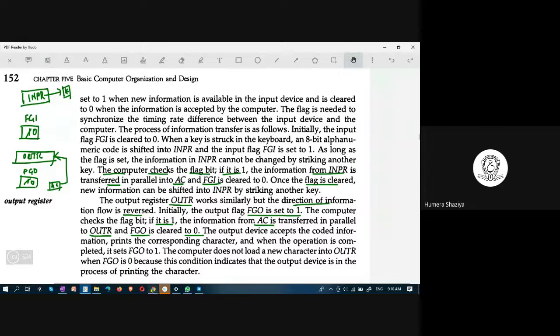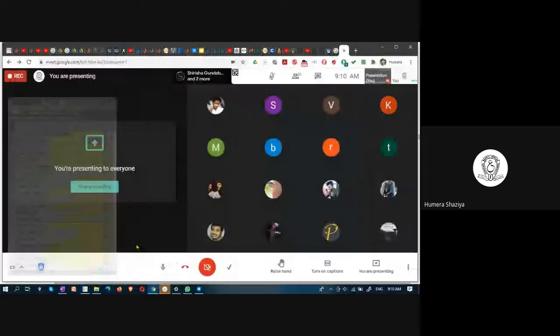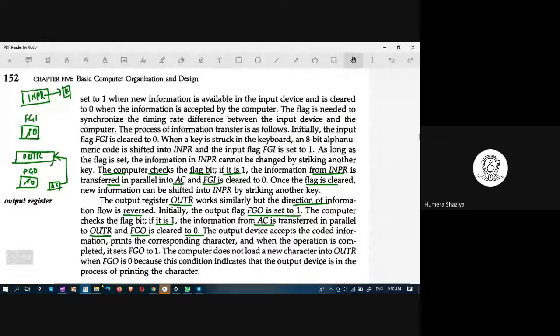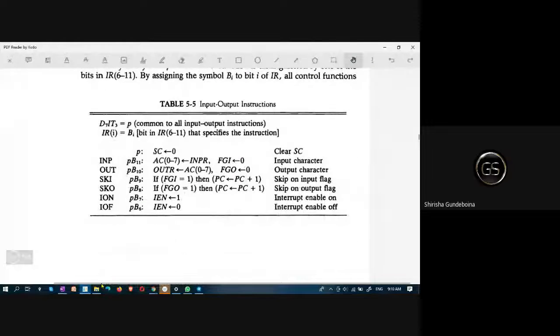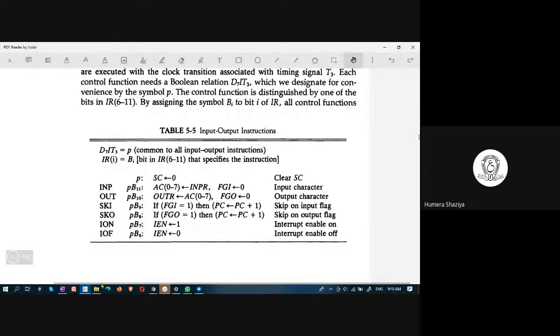Did you all understand this concept, students? Any doubts in this? Yes. Any doubt you can ask.